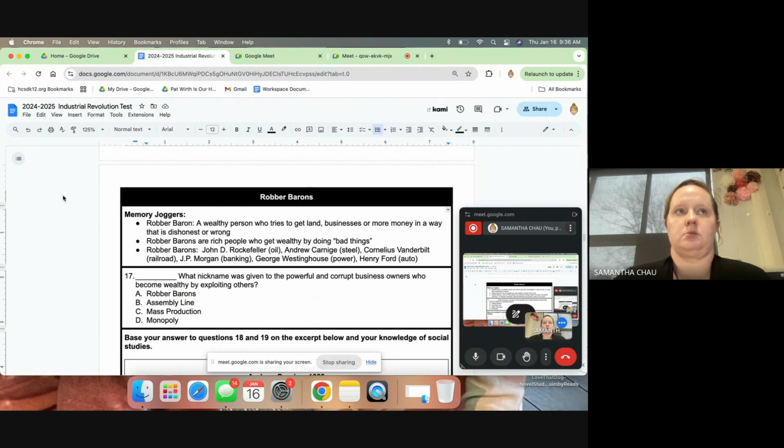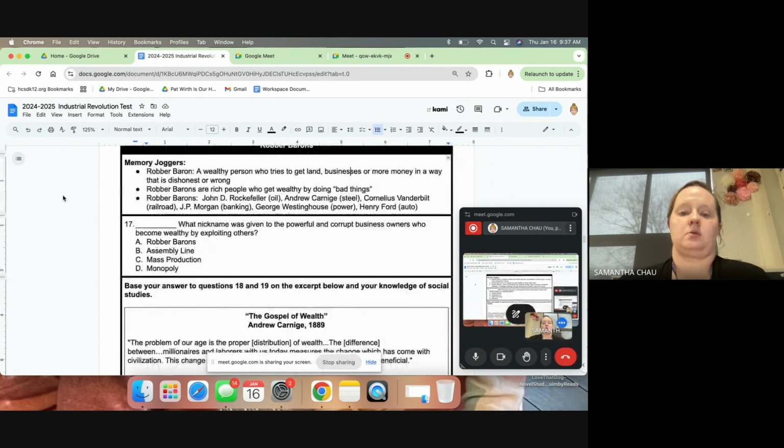New topic, robber barons. Here's our memory joggers. Robber barons: a wealthy person who tried to get land, business, or money in a way that is dishonest or wrong. Robber barons are rich people who get wealthy by doing bad things. Rockefeller was for oil, Andrew Carnegie was for steel, Cornelius Vanderbilt was for the railroad, J.P. Morgan was for banking, George Westinghouse, power, and Henry Ford was for auto.